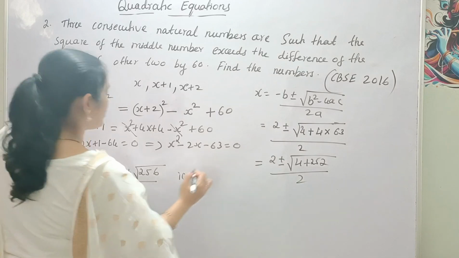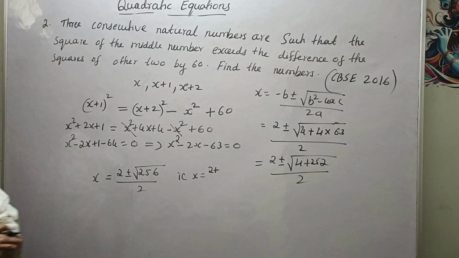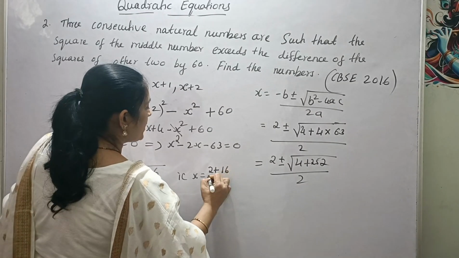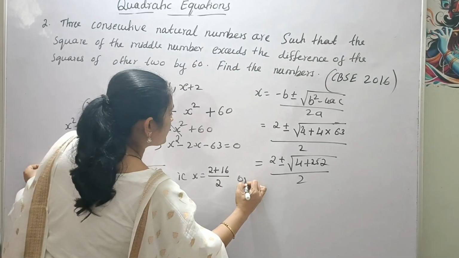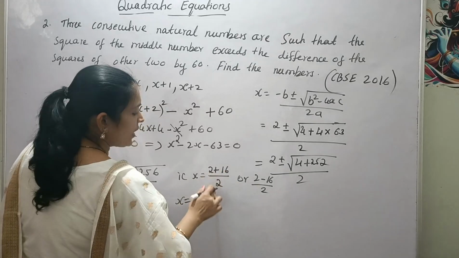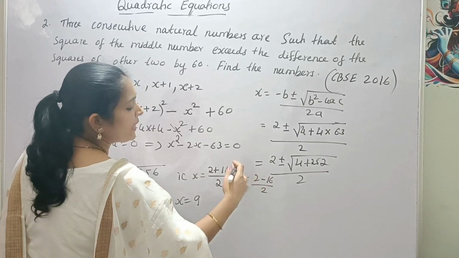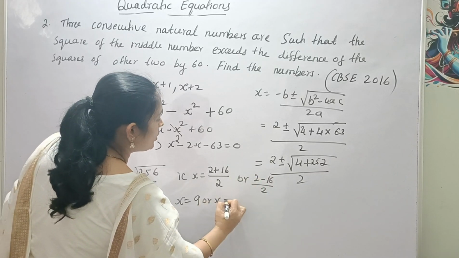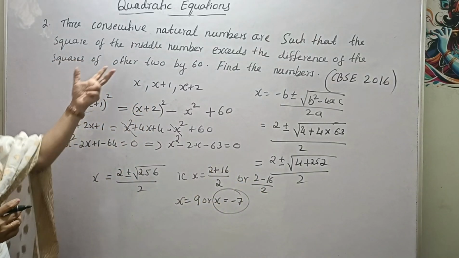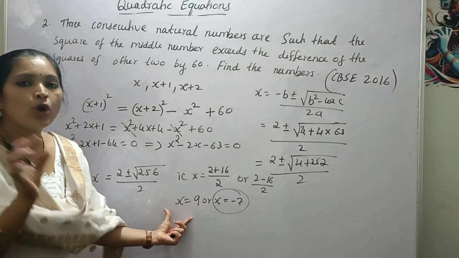That is x is equal to 2 plus or minus root of 256. The square root of 256 is 16, right? So 2 plus 16 divided by 2, or 2 minus 16 divided by 2. That is x is equal to 18 divided by 2 is 9, and here 2 minus 16 by 2, that is minus 14, so x is equal to minus 14 by 2, which is minus 7. So it is not possible, right? Because it is given that they are consecutive natural numbers. So numbers should be positive, right? So the value of x is 9.